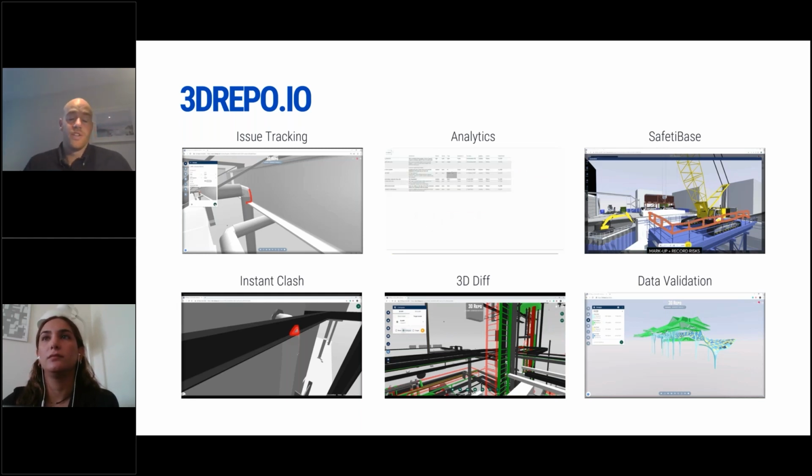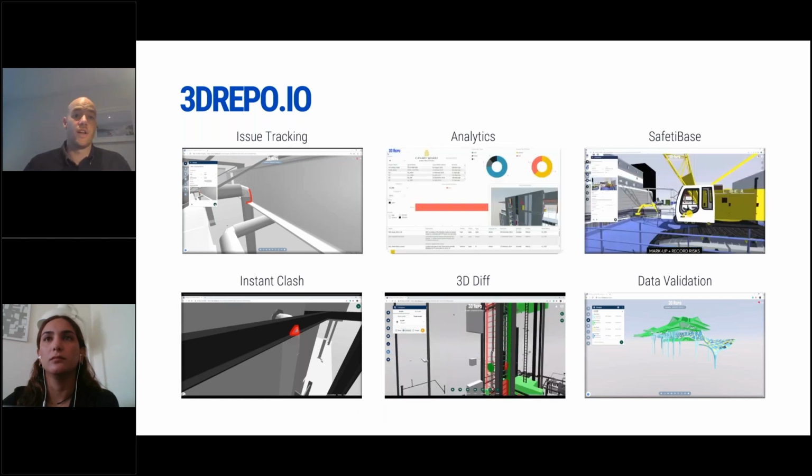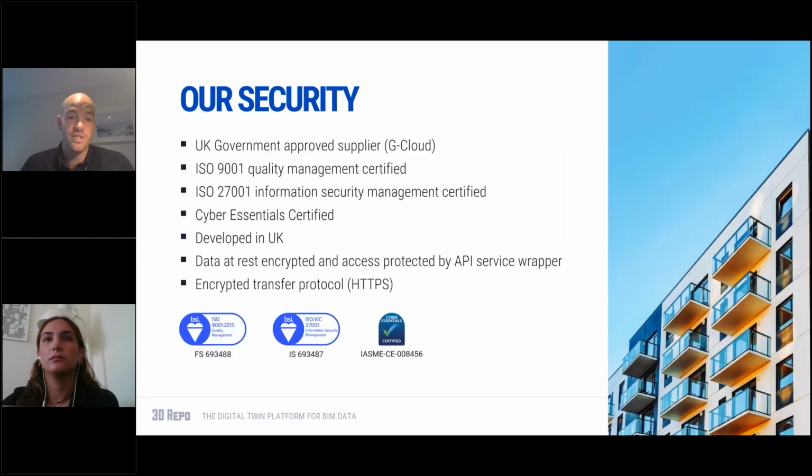Now, in terms of our security, we're a G-Cloud approved supplier. We have the ISO 9001 and 27001 certifications. We also have our Cyber Essentials. And 3D Repo is developed here in the UK by our London software development team. Everything we do is encrypted and access protected by an API service wrapper. And we have the same encrypted transfer protocol as you would for online banking. So we're a really secure platform, and we have all the correct accreditation to show so as well.